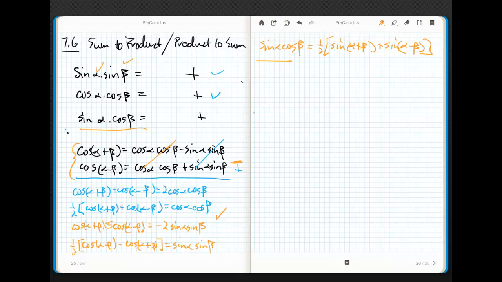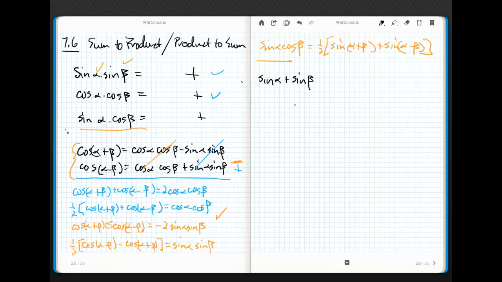Okay, now the question is, what happens when I have sine of alpha plus beta? I know what sine of alpha plus beta is. What I want is the sine of alpha plus the sine of beta. Sorry about that. So sine of beta, duh.